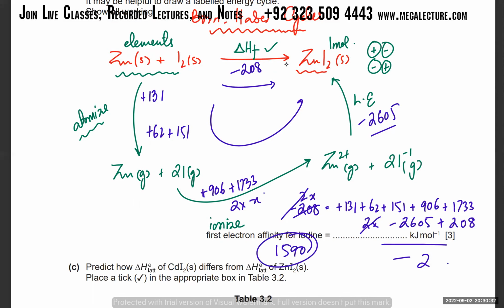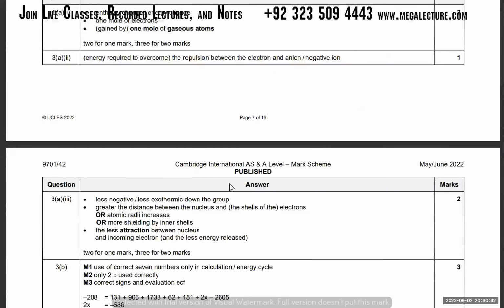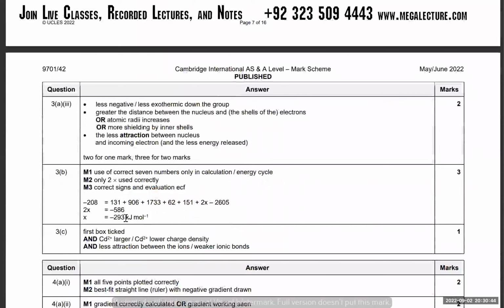So are you sure it's 1590? 1595.5. This thing, right? Yeah. Let me check. I don't think that's the correct one. It's -293. Everything is exactly the same.